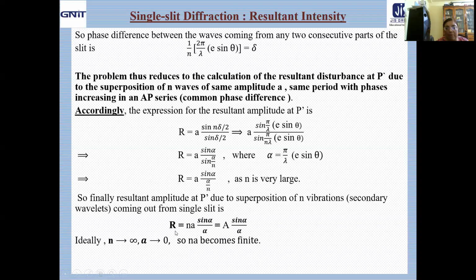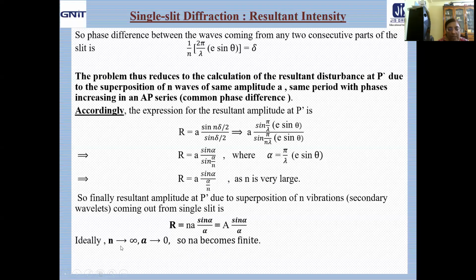The resultant amplitude at P prime. Now take a look. Ideally, you can consider n tending to infinity. That means theoretically infinite number of divisions, so that the amplitude coming out of each part is infinitesimally small. That means A tending to 0. But what about Na? Na is obviously finite. So in our expression, since Na is appearing, that's why we are checking the limit. It is becoming finite. Now physically, what does it represent?